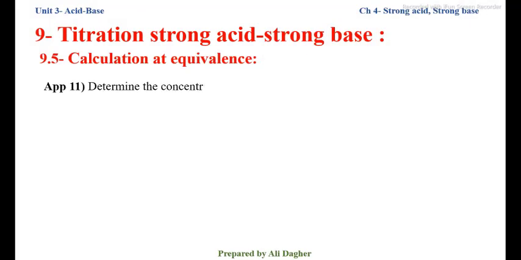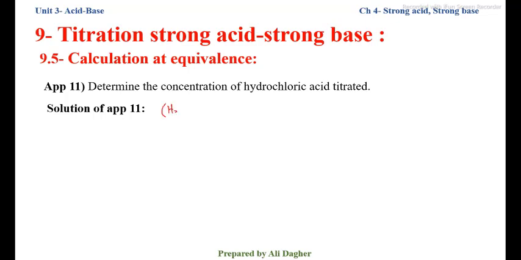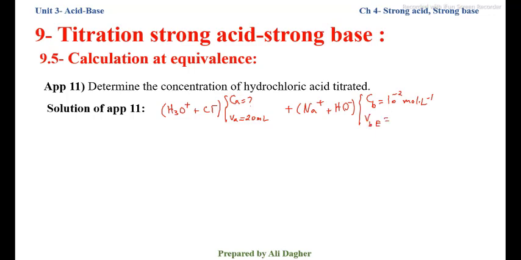Application 11. Determine the concentration of hydrochloric acid titrated. We have titrated a hydrochloric acid solution (H3O+ + Cl-) of unknown concentration Ca. We take a volume Va equal to 20 milliliters. We titrate it using sodium hydroxide solution (Na+ + HO-) of concentration Cb equal to 10^-2 mol per liter. Volume of base added, determined graphically, equals 20 milliliters.